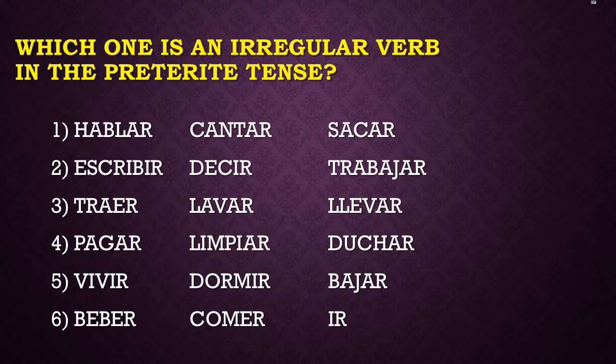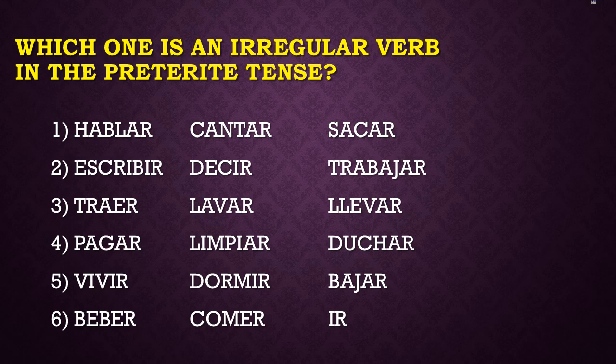On this one, you have 3 verbs in each line. I want you to number your paper 1 to 6, and I want you to write down the verb that has an irregular conjugation in the preterite tense. This is the test to see if you're even a level 1 for this lesson. So for number 1, you have hablar, cantar, and sacar. Which one has an irregular change in the past?